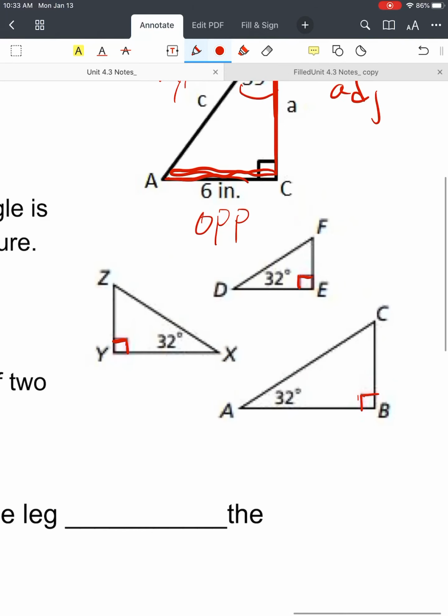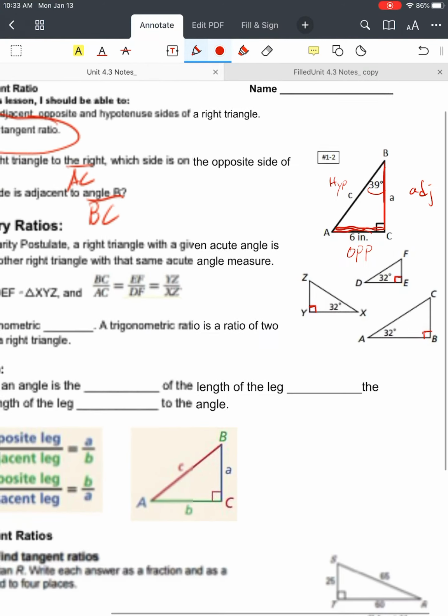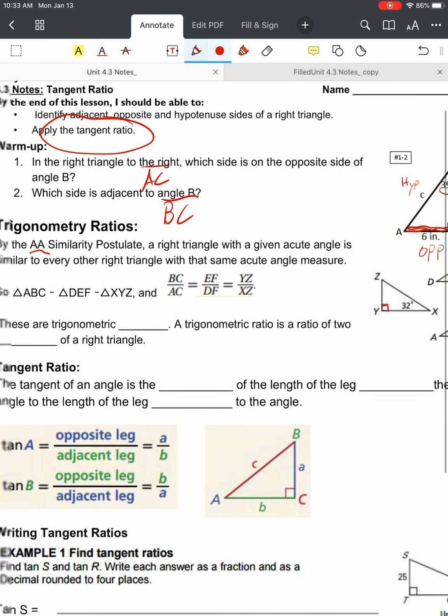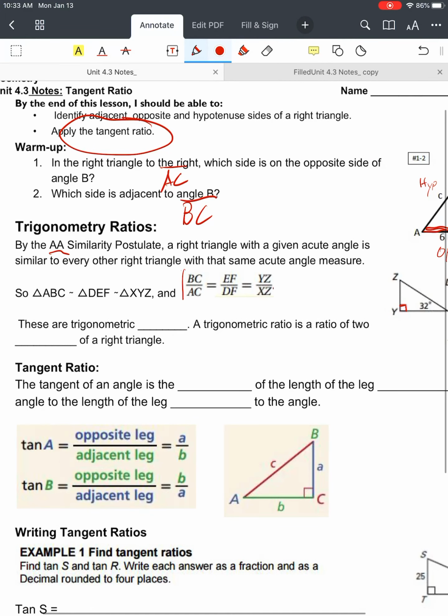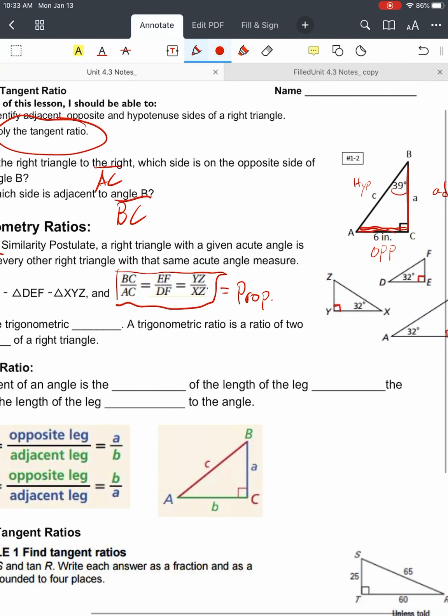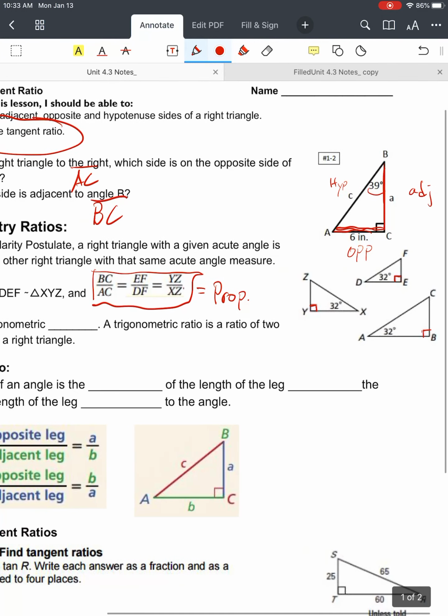We can see that looking at this, they all have the same shape, but we have a small, medium, and large triangle. So if we know that they're similar, we know that they are proportional. Proportions are just fractions set equal to each other. That's something that we spent a lot of time talking about in our last unit. So basically, they all have a similar scale between the sides.